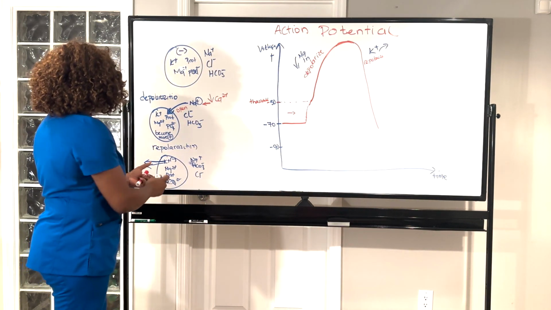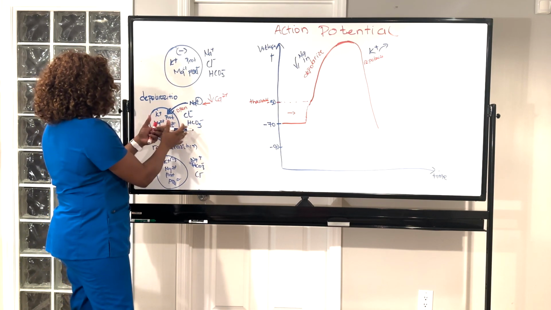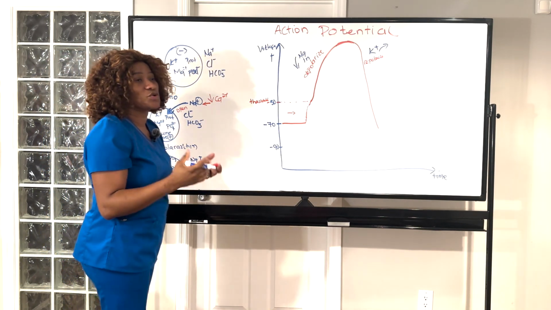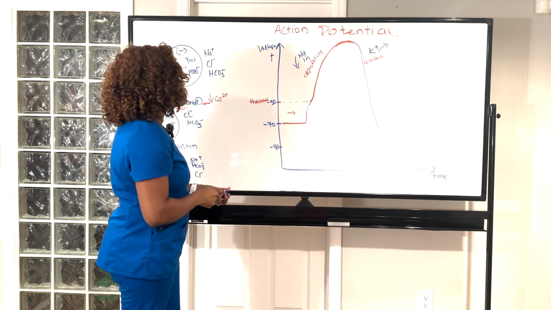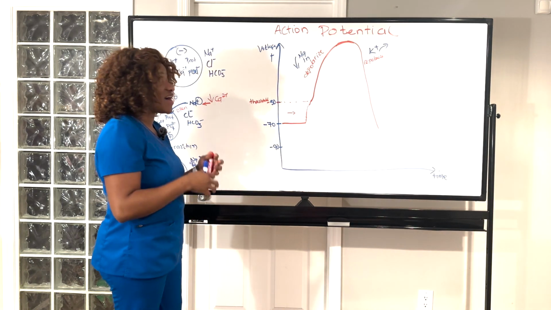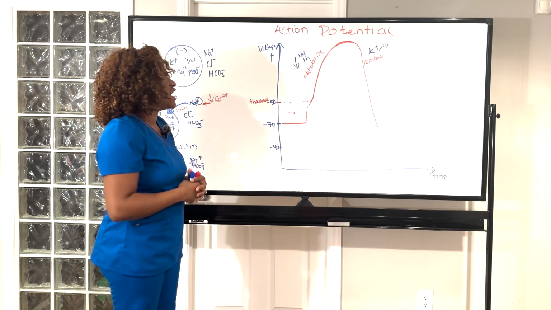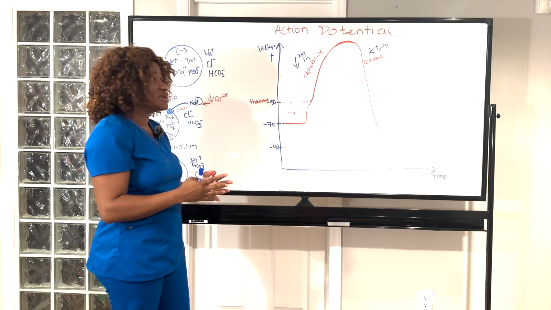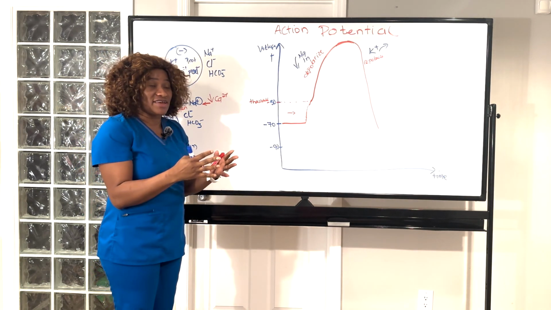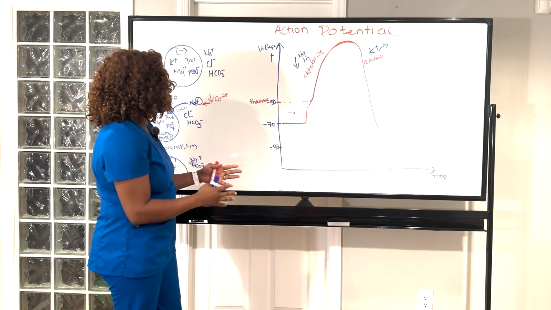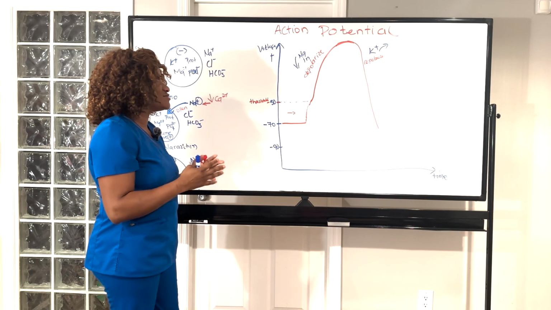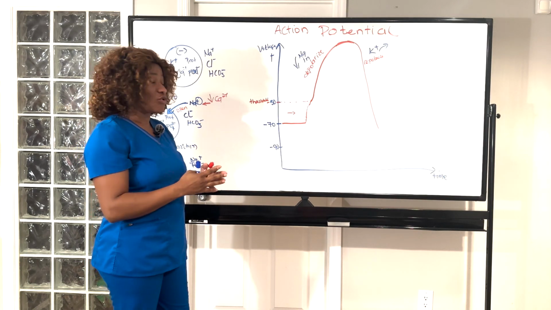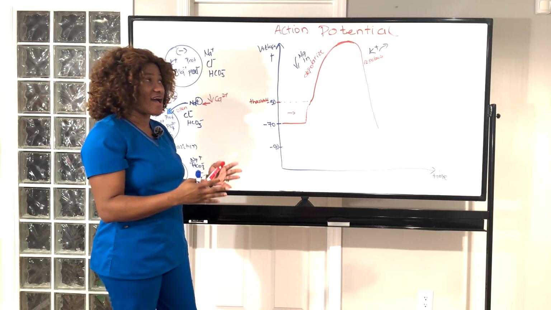Now, during the repolarization and depolarization, we have what we call refractory phases. So the refractory phase, we have absolute refractory and relative refractory. During the refractory phase is the time that if we apply a stimulus to the cell, we are not going to get a response or a greater response than the one we already have.